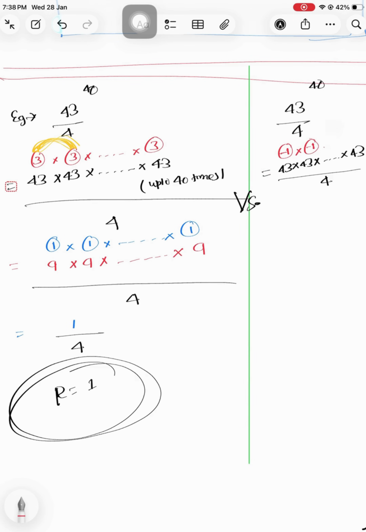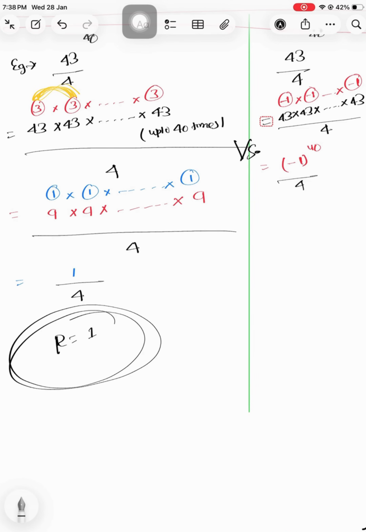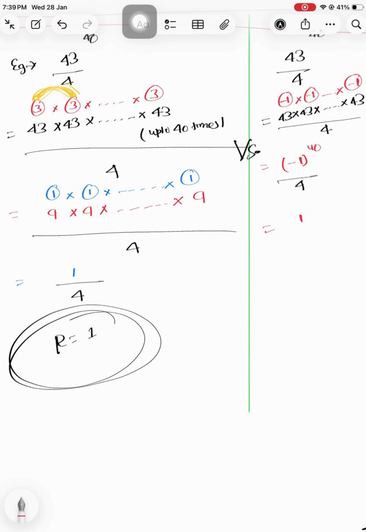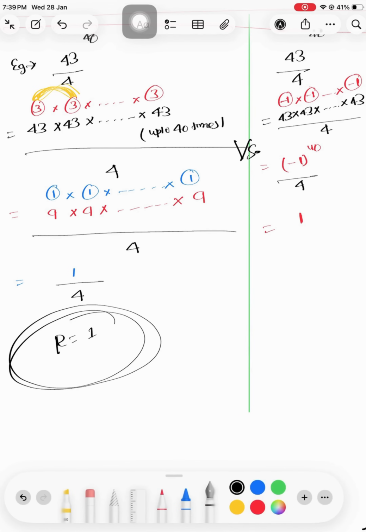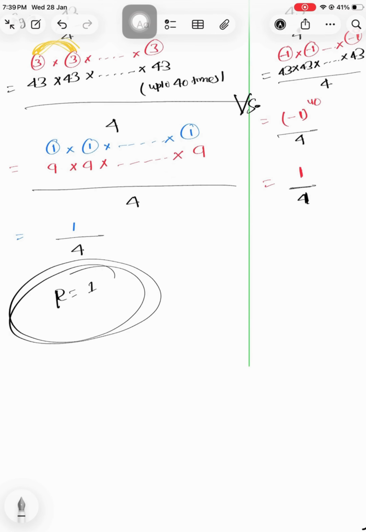So let's say the distance, if every 43 is expressed for a 40 number of times, then every single 43 will yield minus 1 as the remainder. That's the leftward distance from the 44, and if it is only minus 1 coming individually, then there's no need to multiply on the paper. This minus 1 getting repeated for 40 number of times, even number of times, will obviously result in a positive 1, and 1 upon 4 will yield 1 as a final remainder.